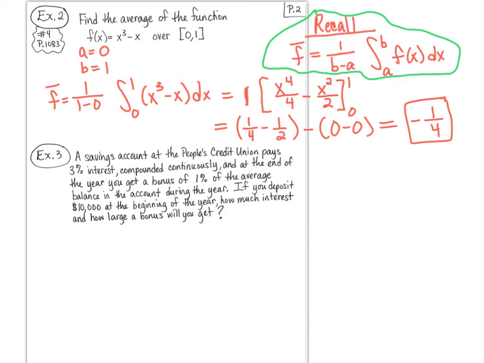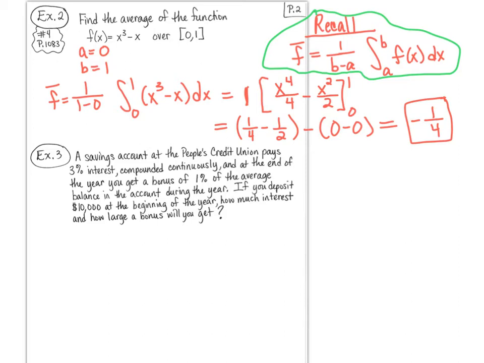Okay? Now, other applications here. Let's look at example 3. A savings account at the People's Credit Union pays 3% interest, compounded continuously, and at the end of the year, you get a bonus of 1% of the average balance in the account during the year. If you deposit $10,000 at the beginning of the year, how much interest and how large a bonus will you get? Okay, so what we want to notice here is, let's just make an observation.